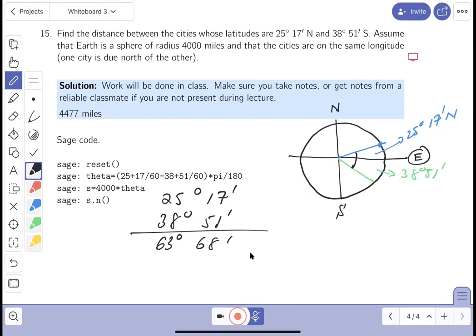So I'm going to say I'll borrow 60. That would be 1 degree. So it'd be 64 degrees, 8 minutes. That's the angle theta. What do they want to know? They want to know the distance between the cities. And what's that going to be?